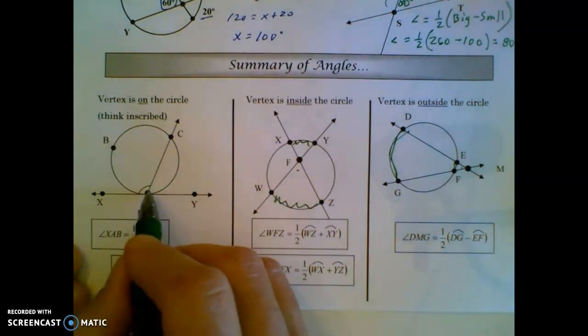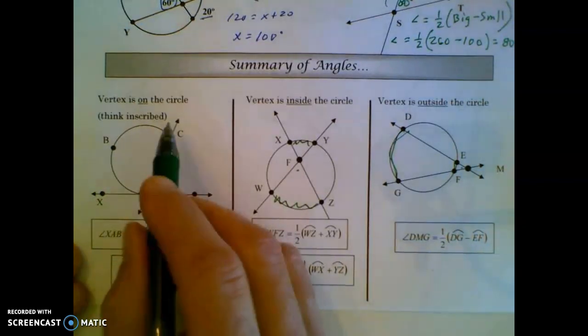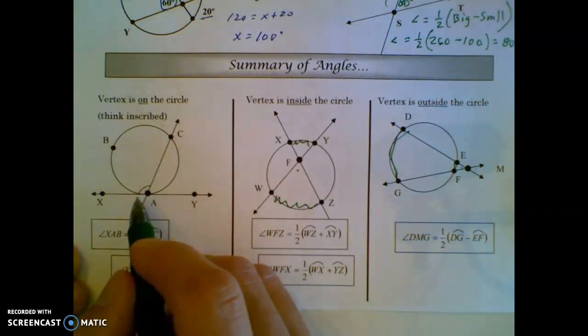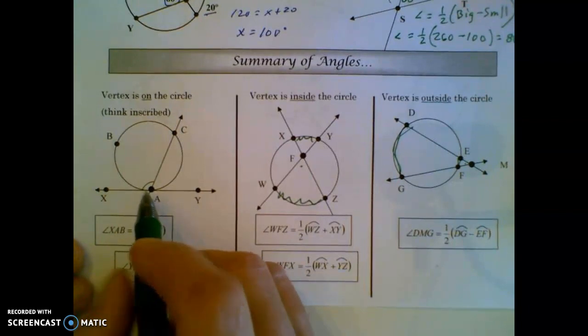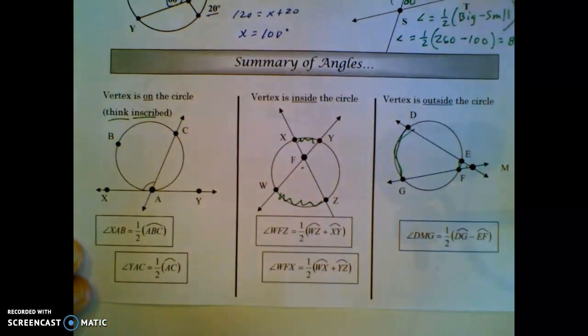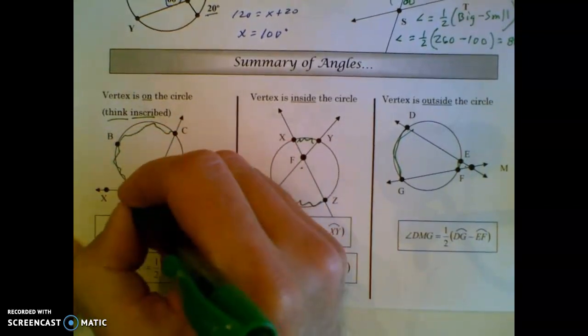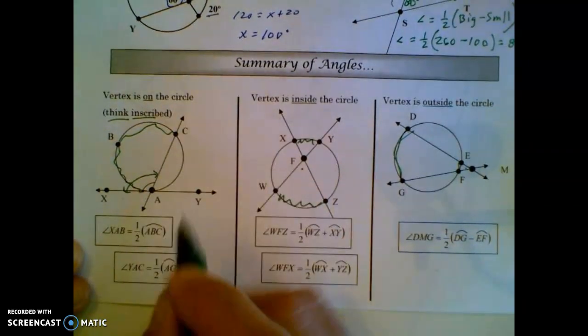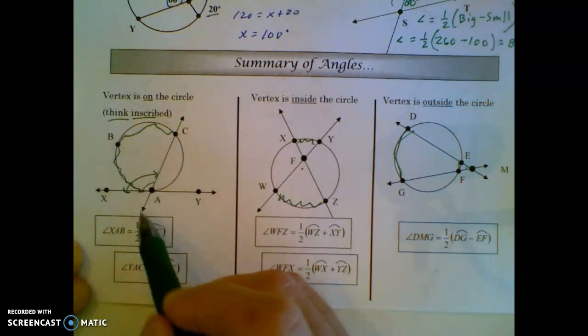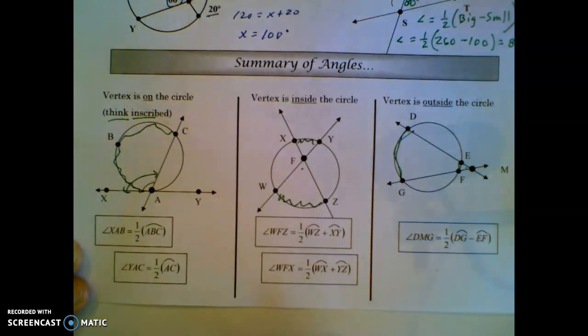Over here, again, this is where the intersection's on the circle. Regardless of what the two sides are doing, whether it's a tangent or whether it's a secant, it's always going to be equal. It's going to behave just like an inscribed angle. So think inscribed. So again, this arc here is made by this angle right there, and so that angle is going to be half of that arc. And that's what this is saying down here.